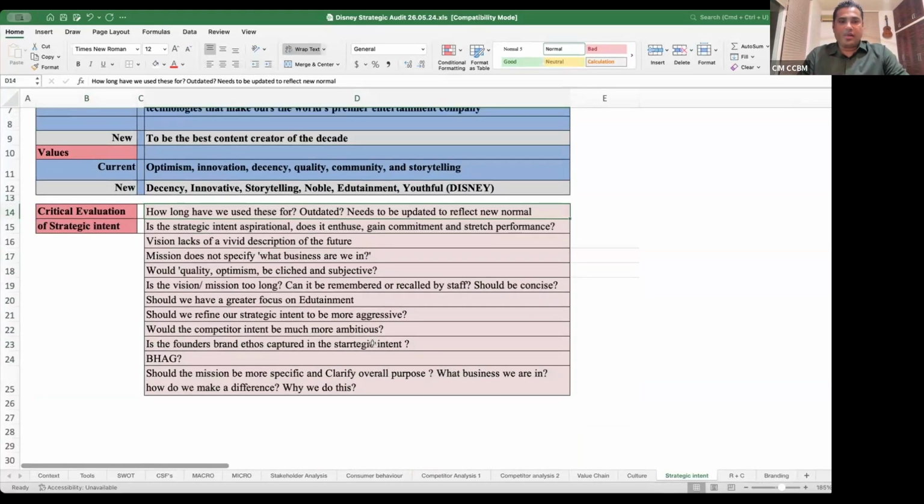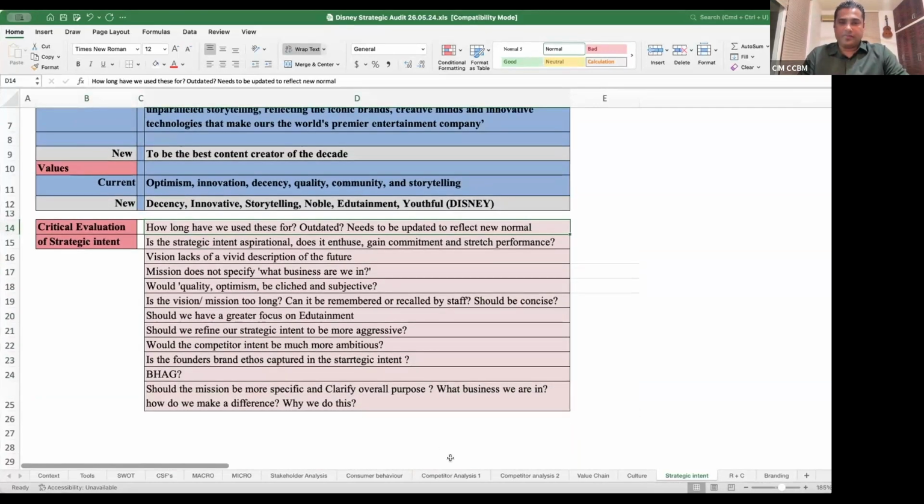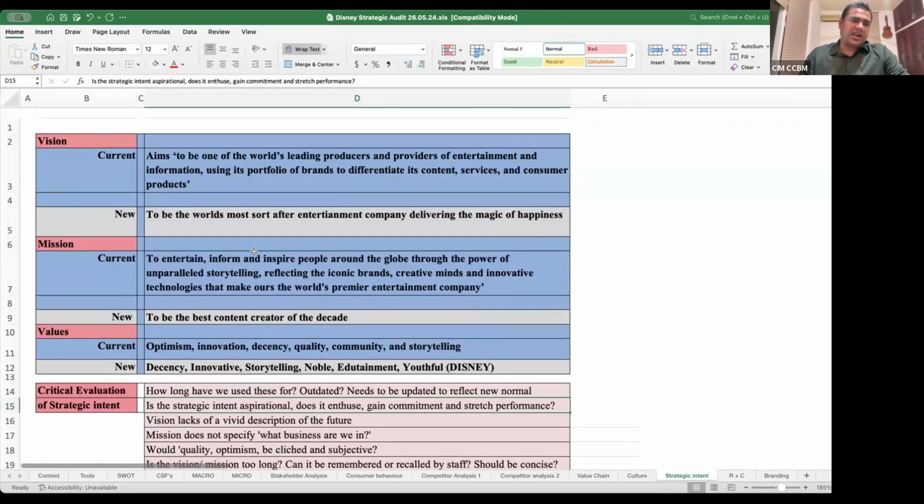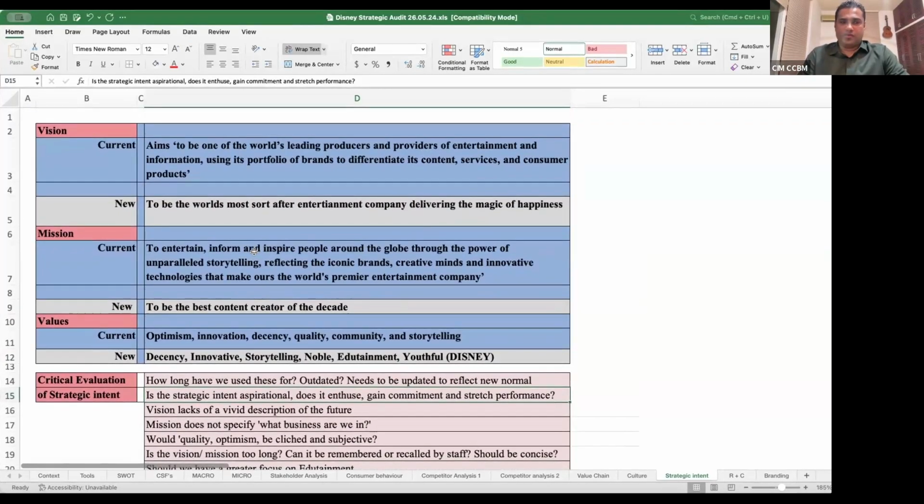How long have we used this for? Is it outdated? Do we need to update it to reflect the new normal? Does the strategic intent, is it aspirational? Does it enthuse? Does it gain commitment? Does it stretch performance of the staff? So I have proposed a new one for each of the areas.